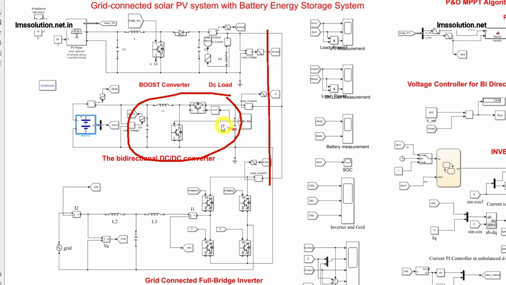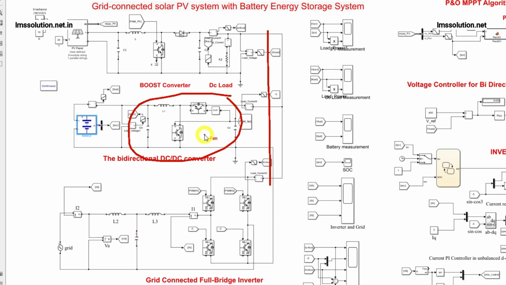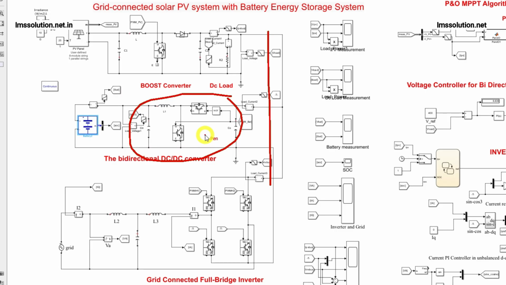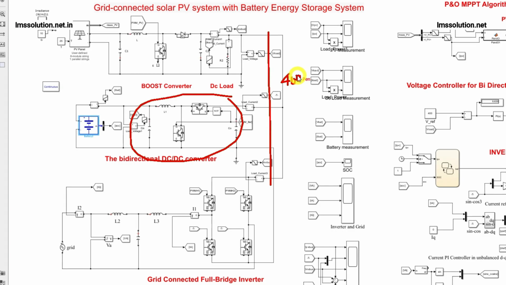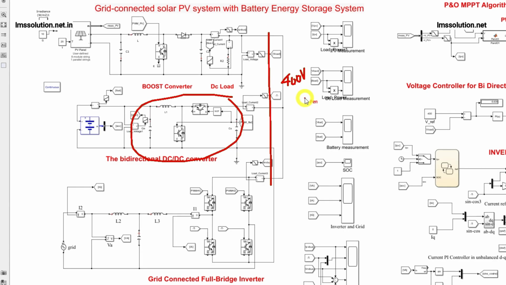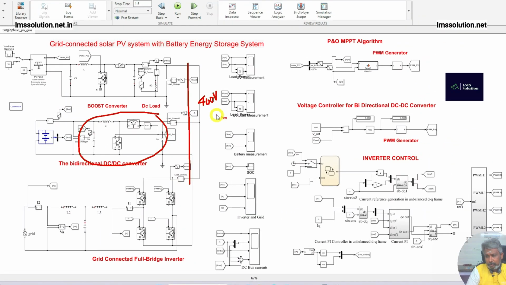Next, we need to control this bidirectional converter, and for that we are going to use a voltage control method. Why? Already I told you, the DC bus should be maintained at around 400 volt. If we maintain the voltage around 400 volt, only then can we exchange power between source and load, and vice versa, because the battery can act as a load as well as a source. So we can exchange the power in both directions.